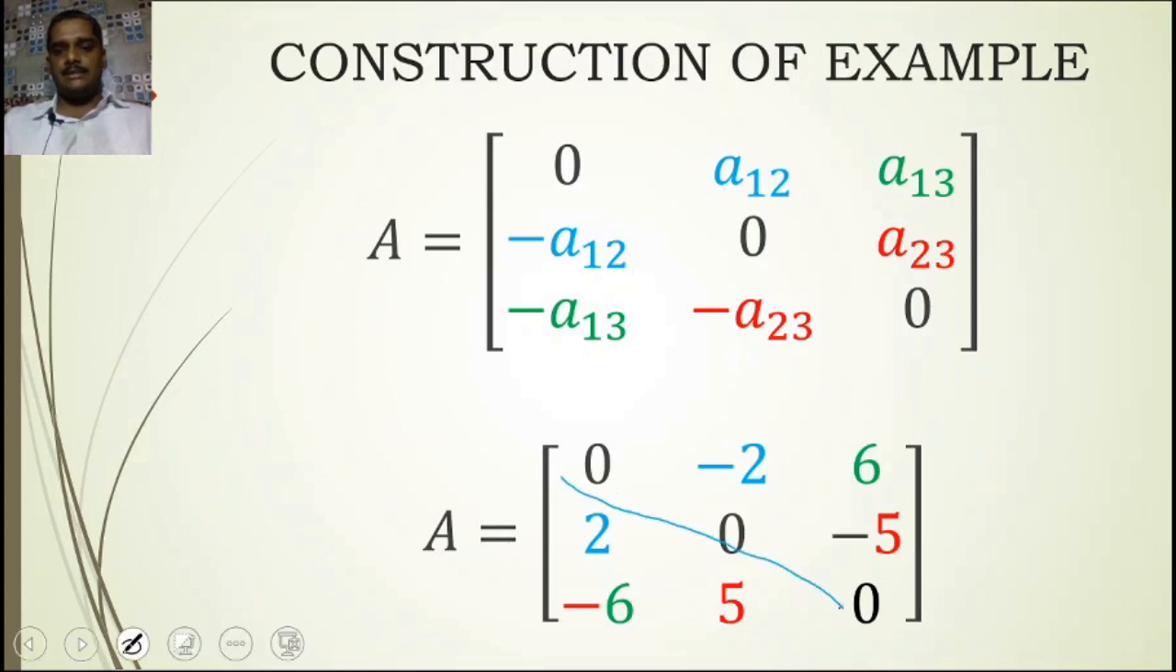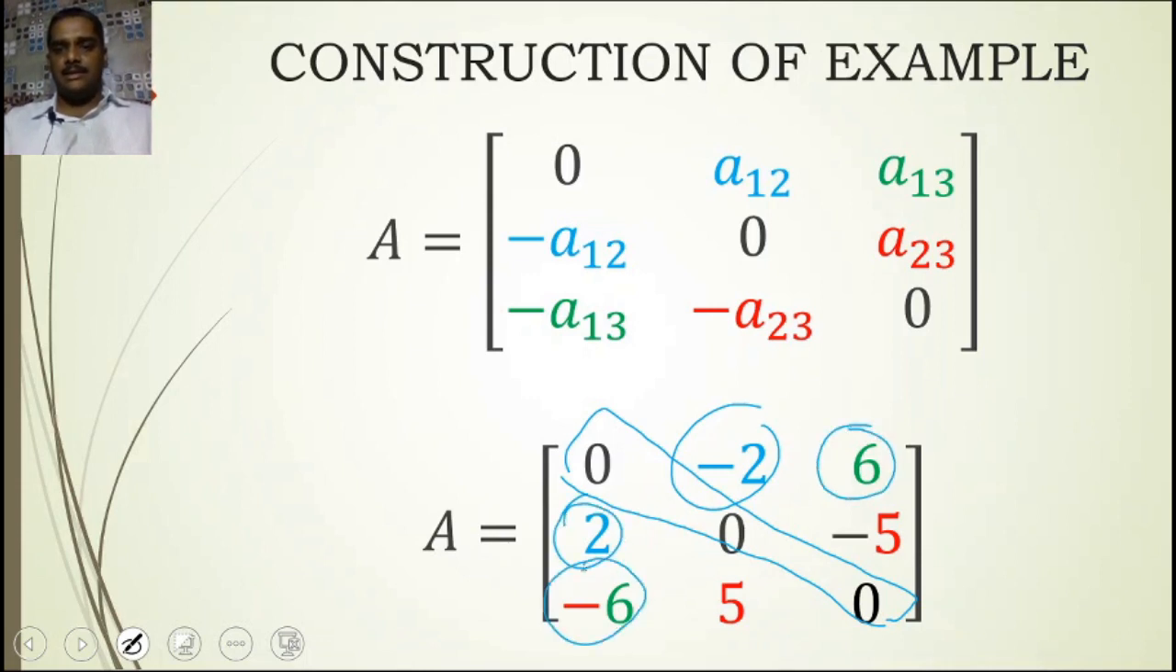Zeros on the diagonal and cross diagonal entries negatives of each other. Minus 2, the negative of minus 2 is 2. 6, the negative of 6 is minus 6. Minus 5, the negative of minus 5 is 5. So I hope the idea of construction is clear to everyone. How to construct an example of a symmetric matrix and a skew-symmetric matrix is clear to you.